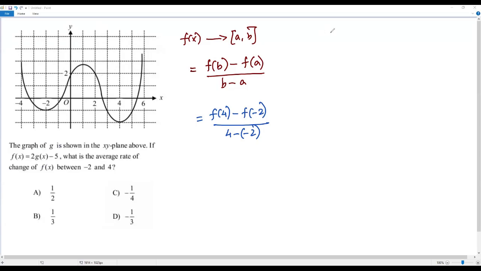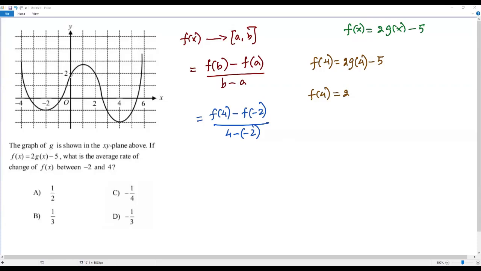Now let me take the function as it is, that is f of x equals 2 times g of x negative 5. Let's get the value of f of 4 first. So f of 4 means we plug in x equals 4 over here and here. Then I'm getting 2 times g of 4 negative 5. How can we get the value of g of 4?